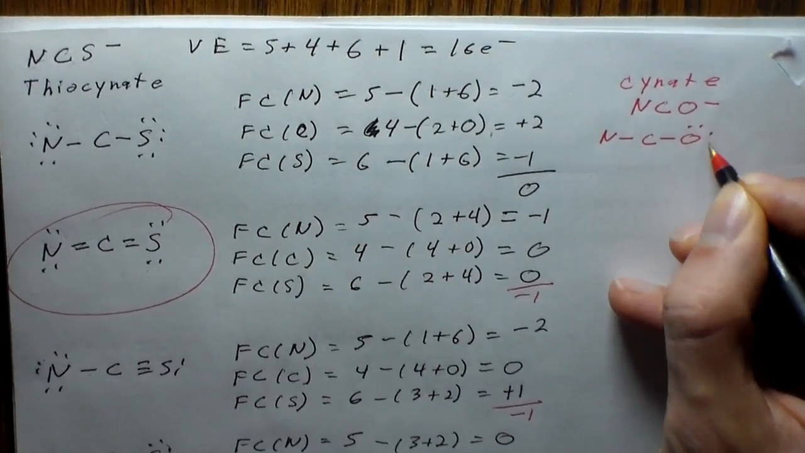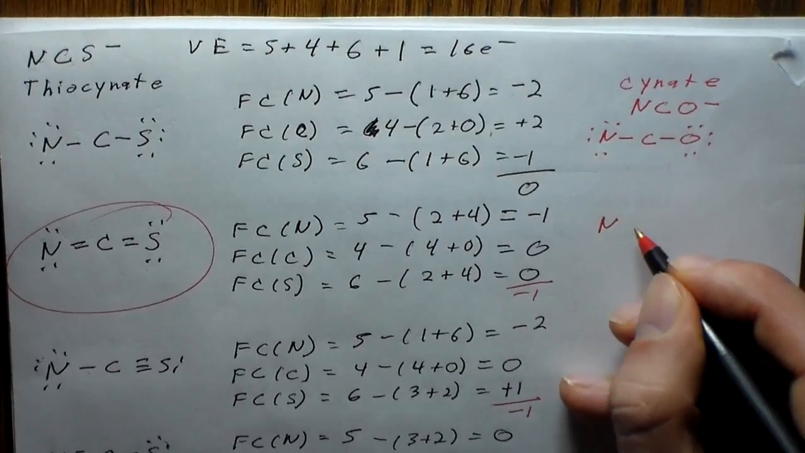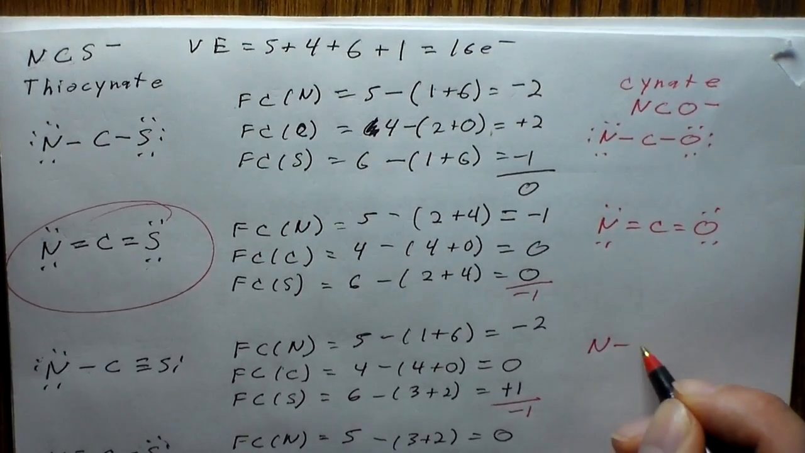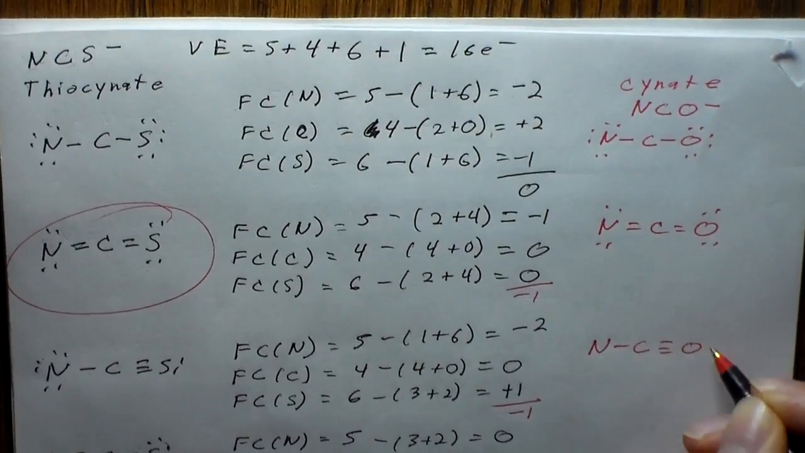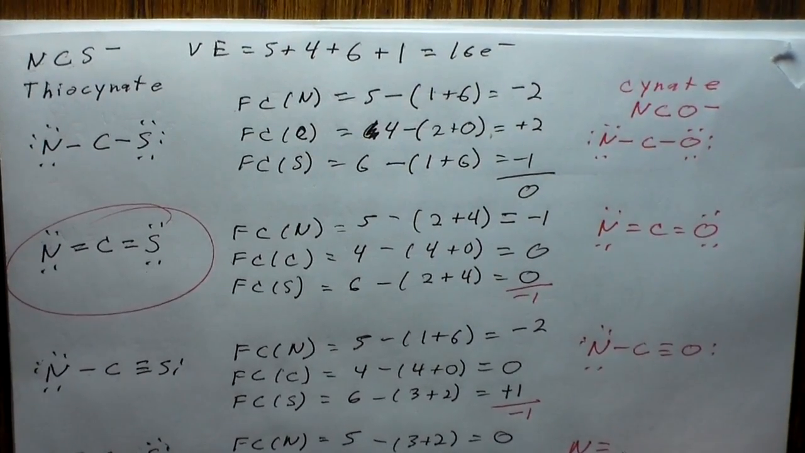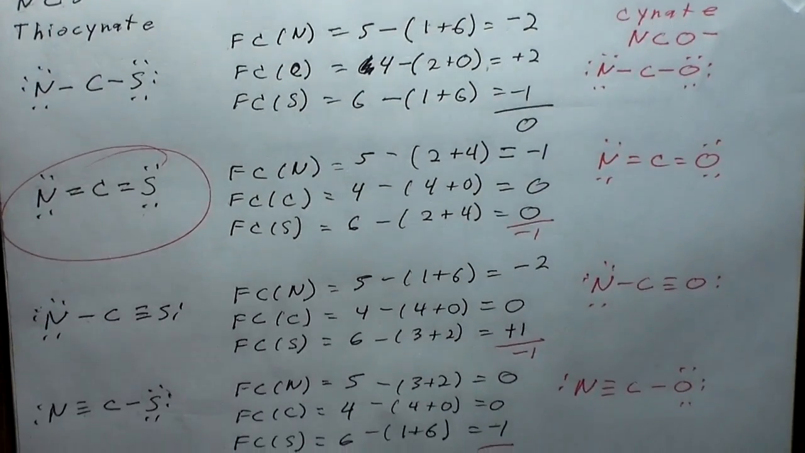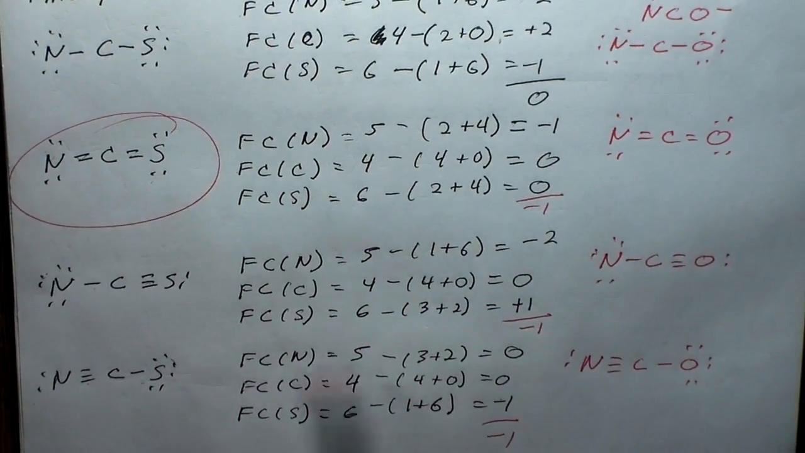Let's put my dots exactly the same places. The N double bond C double bond O. The N single bond C triple bond O. Or the N triple bond C single bond O. So these are all exactly the same structures, except the sulfur has been replaced by an oxygen. And since they have the same number of valence electrons, we're perfectly allowed to do that.